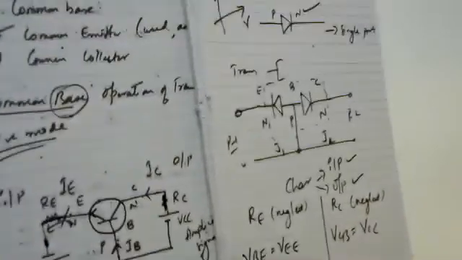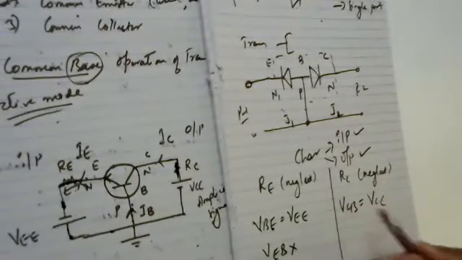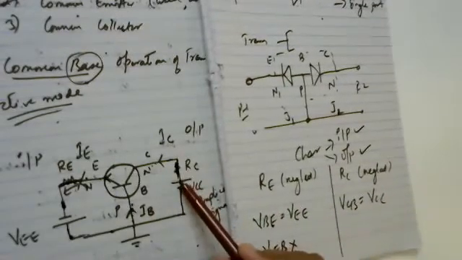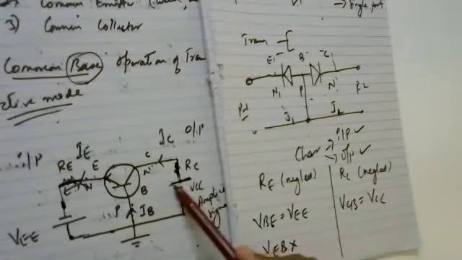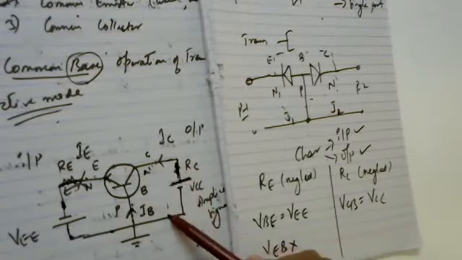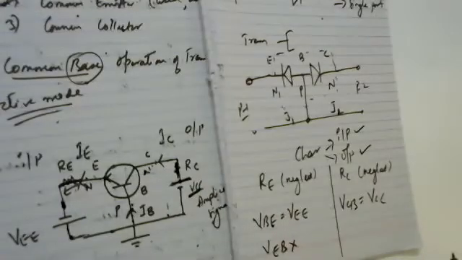So that's the reason why I'm writing VBE is equal to VEE. And your VCB, you can see here VCB, collector is at higher potential. So I'm able to write this as VCB should be equal to VCC. Is it clear to you?